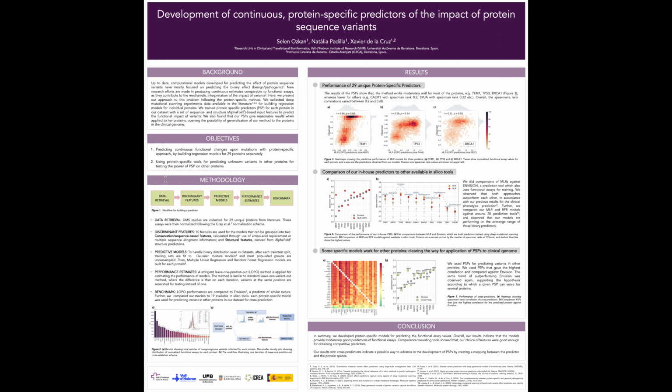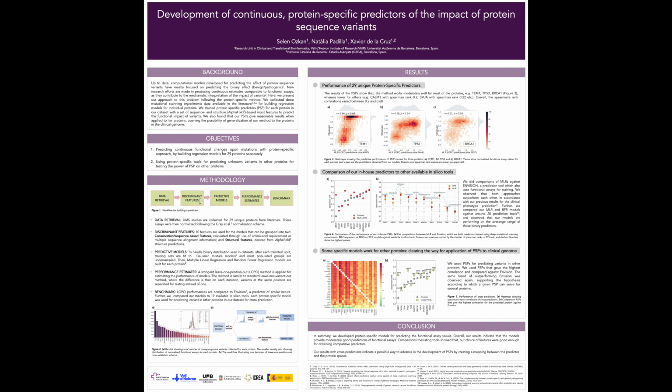To build a protein-specific model, we follow the 5 steps we see in Figure 1. In data retrieval, we collected deep mutational scanning experimental data available in the literature for 29 unique proteins. These assays were then normalized to bring the wild-type score to 1. The number of non-synonymous variants collected for each protein and their normalized distributions can be seen in Figure 2a.